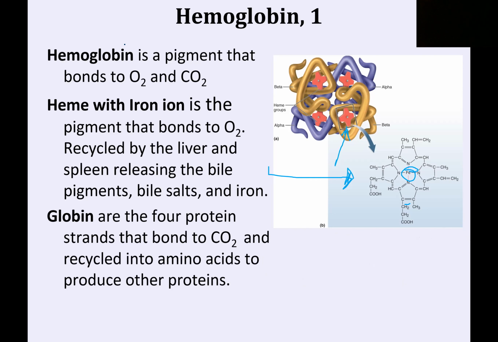Globin are the 4 protein strands. So you have 2 yellow ones and 2 blue ones. They are what bonds to carbon dioxide. They are recycled so that we can reuse the amino acids to make other proteins.